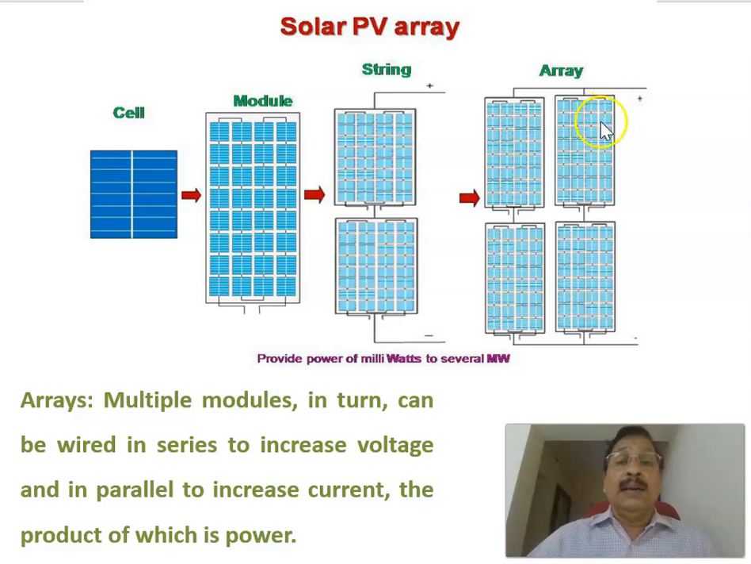The purpose is to increase the power rating of the solar panel. If they are connected in series, the voltage rating is enhanced. If they are connected in parallel, the current rating increases. Therefore, by connecting in series or in a series-parallel combination, you can enhance the current rating as well as the voltage rating, so that the power rating of the solar system can be enhanced. Therefore, an array means multiple modules wired in series to increase the voltage and in parallel to increase the current, and the product of which is called the power.